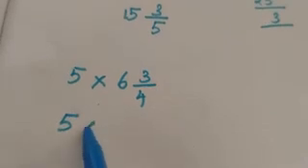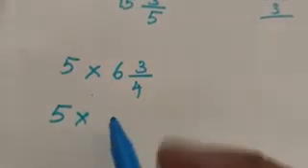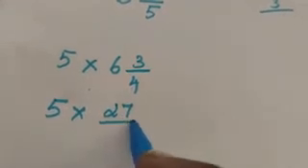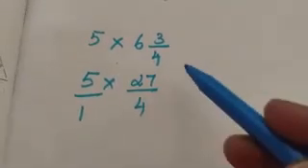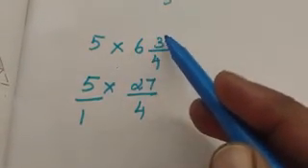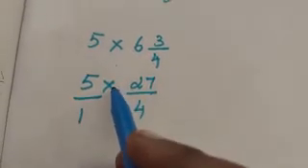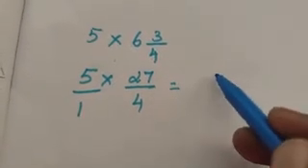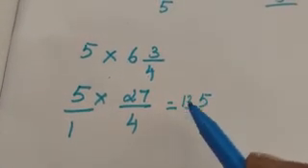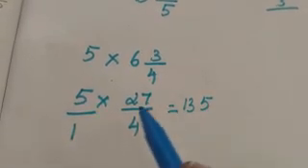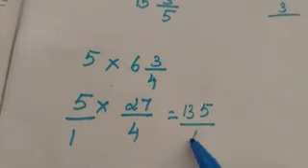So 6 4s are 24 plus 3, it is 27 upon 4. Here there is no denominator for 5, so we are taking 1. So 6 4s are 24 plus 3, 27 by 4. Now you can multiply directly, right? 27 into 5. 7 5s are 35. 2 5s are 10 plus 3, 13. So 135 upon 4.